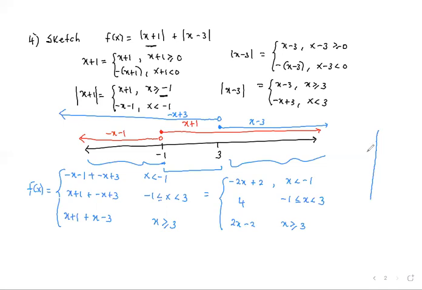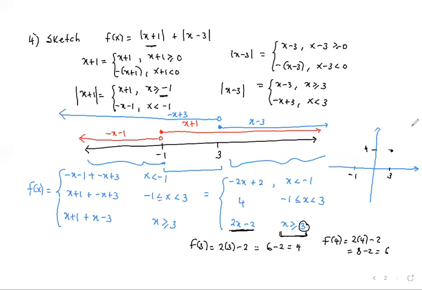Then in this region now, we have this red line and this blue one. The red line is x plus 1, and the blue one is x minus 3 with a change of sign, so adding them gives 2x minus 2. Then let's get the function. When x is greater or equal to 3, the function is 2x minus 2.